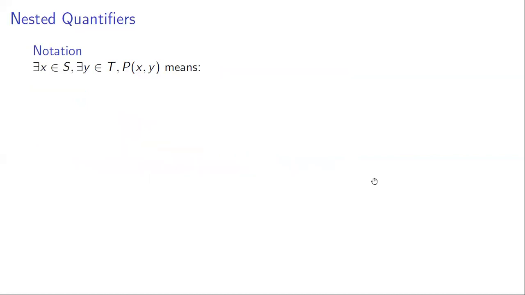Now let's talk about this. Let's talk about there exists an x in S such that there exists a y in T such that P of x comma y. Let's see what that means. What it means is the following. There exists a pair x comma y in S cross T such that P of x comma y. Meaning there is some value of x and some value of y which make P of x comma y true. And there is some pair of numbers, x and y, such that P of x comma y is true.